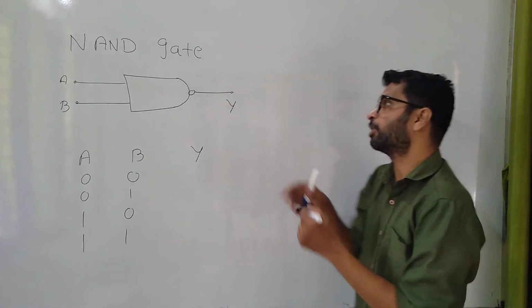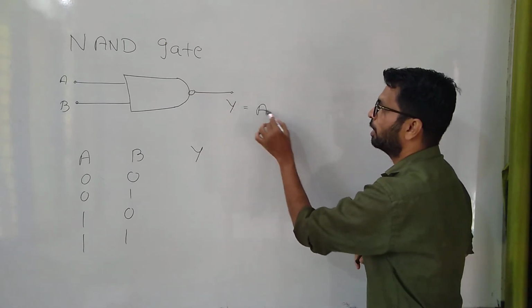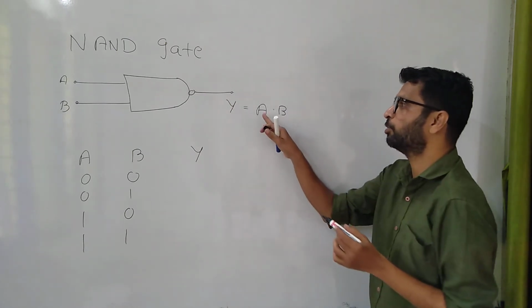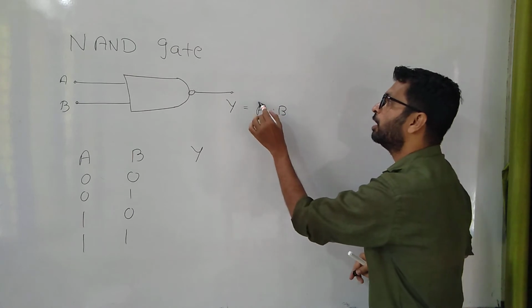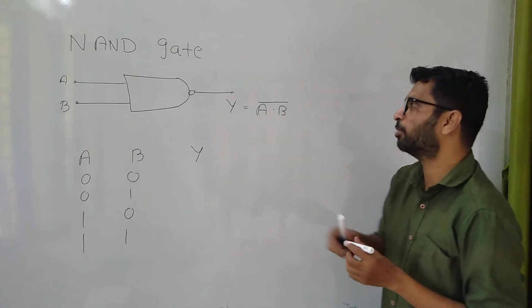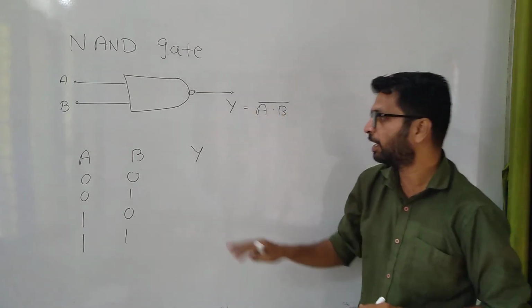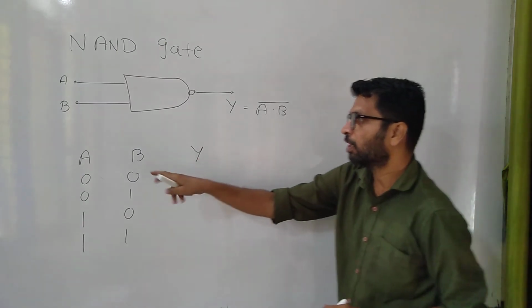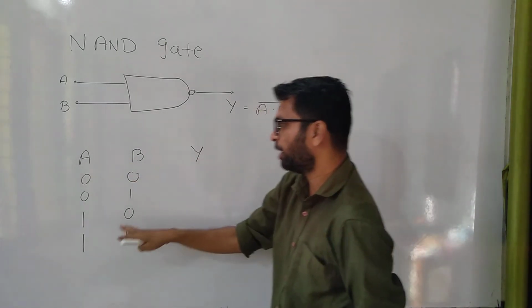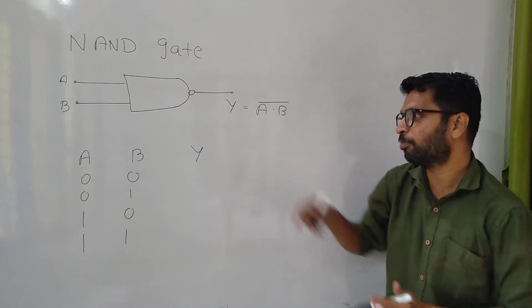So the Boolean equation for the NAND gate is A dot B, which is the Boolean equation for the AND gate, but if we put a bar, then it will become the Boolean equation for the NAND gate. Now again two inputs, four possibilities. Now we will write down the output.